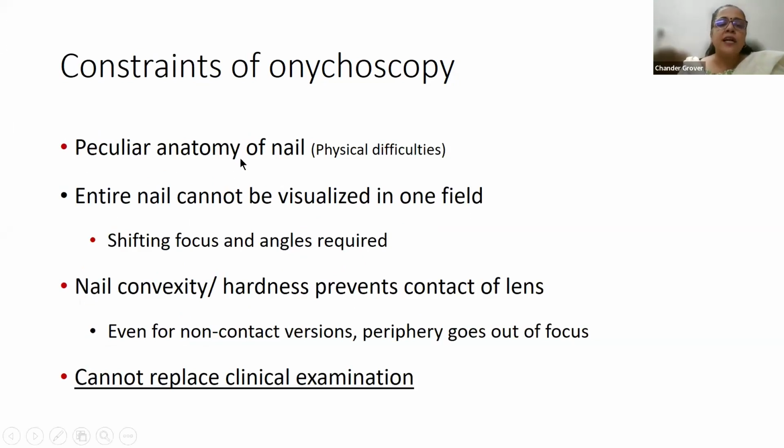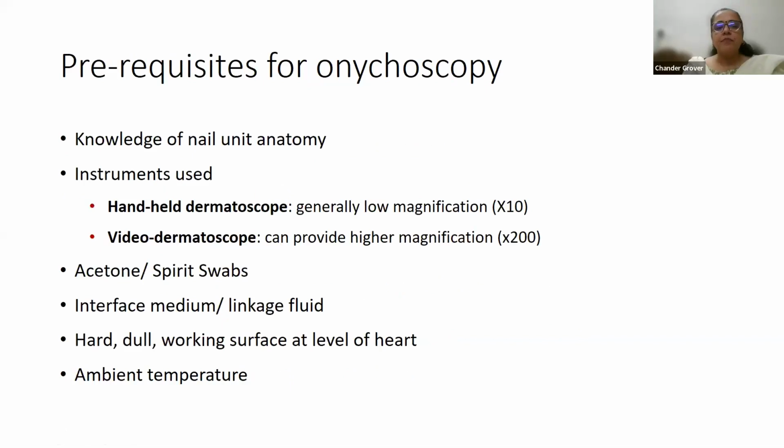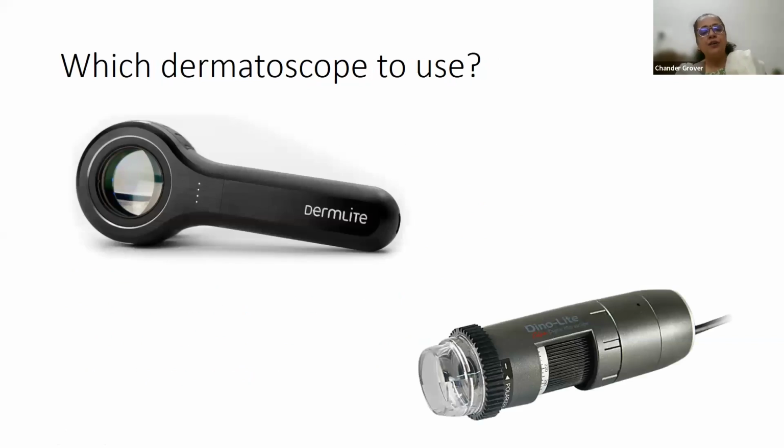Secondly, the peculiar anatomy of the nail. You will need to have some degree of working with the onychoscope so that you can visualize all parts of the nail unit. Because of the convex structure and the hard structure, contact dermatoscopes may not be able to see every part easily. For onychoscopy, you need to have a knowledge of nail unit anatomy. You can use either of the instruments.